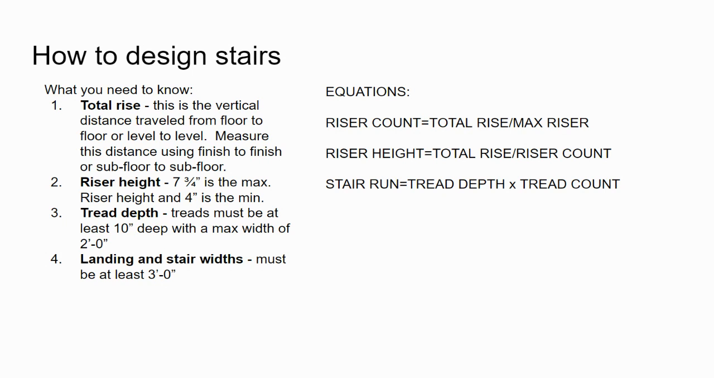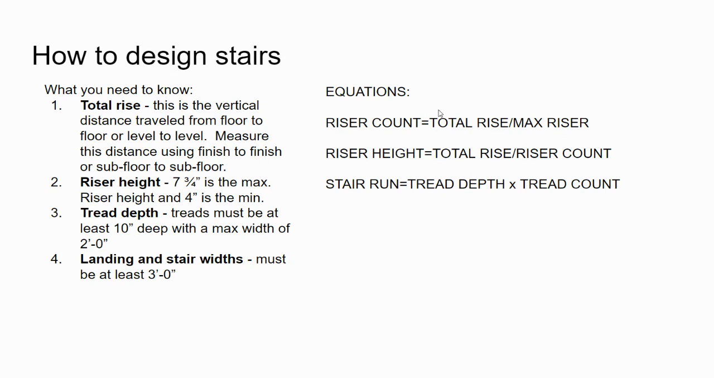Your maximum riser height is 7 3/4 for residential, and your minimum riser height is 4 inches. So you have to keep that in mind. Tread depths must be at least 10 inches deep, and you can make them up to 2 feet wide, but that's it. If you make them beyond 2 feet, they're considered a landing, and then they would not meet the requirements of a landing. Landing and stair widths must be at least 3 feet.